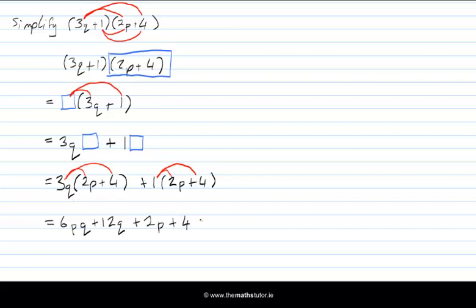So what we have at the end here is actually just this multiplication thing that we started with. The 3q times the 2p gets you this 6pq. Then the 3q times the 4 would get you the 12q. The 1 times the 2p gets you this 2p. And the 1 times the 4 here gets you the plus 4.